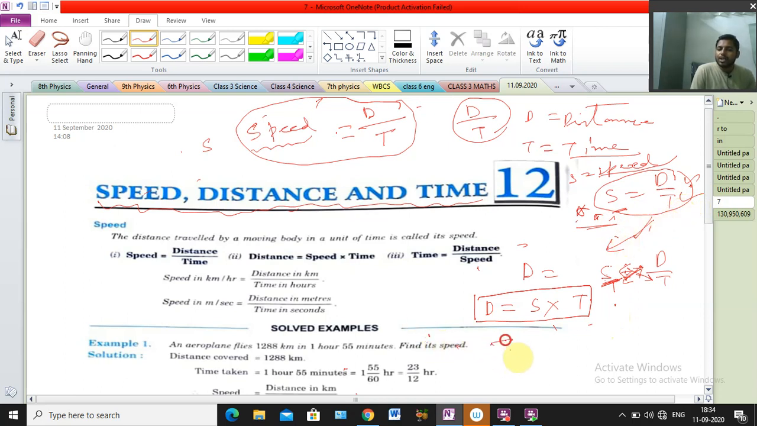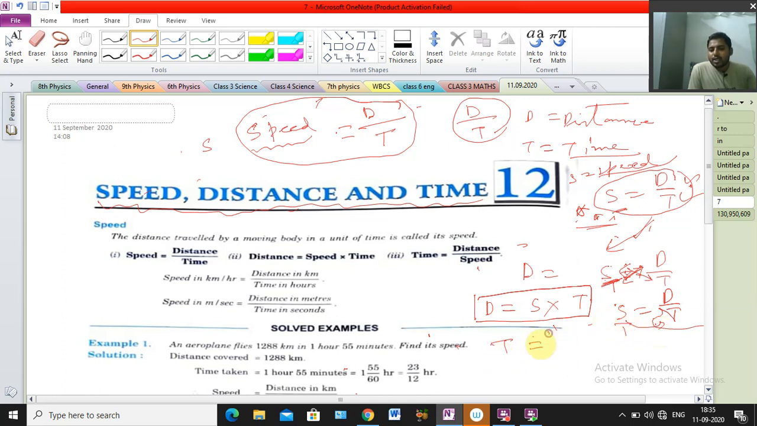We find out T. How do we find out T, sir? See, our main formula, sir, is S equal to D by T. S equal to D by T. Clear or not? Just change the place. Change the place means, what, sir? Just T and S, change the place.